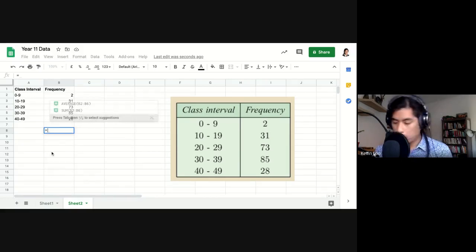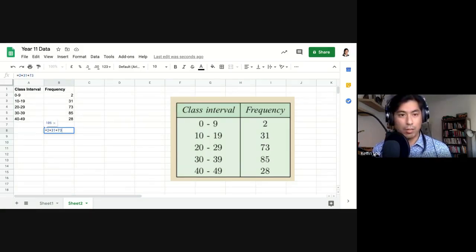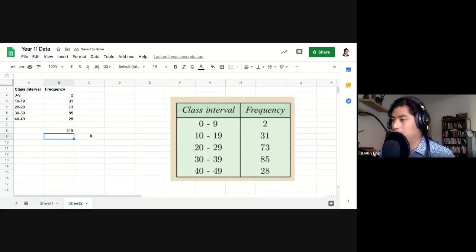So let's do it. If you have a calculator, see if you can beat me. 2 plus 31 plus 73 plus 85 plus 28. All right, 219 people in this group. Sum of frequency, very good, Clark.